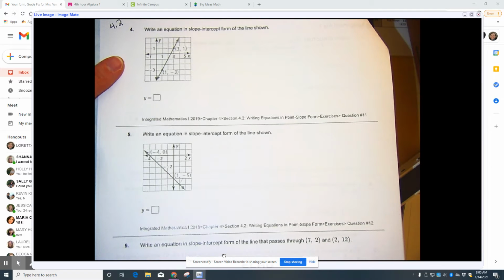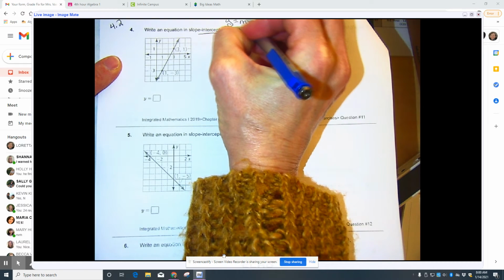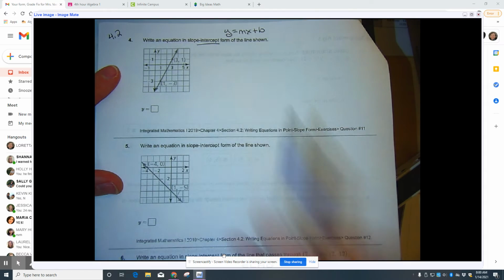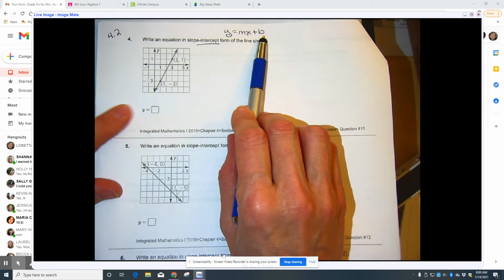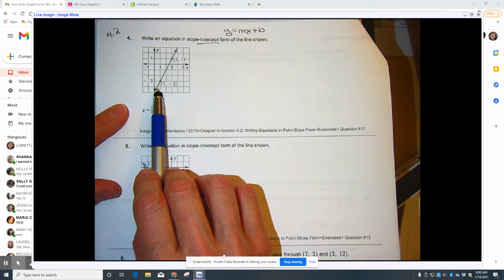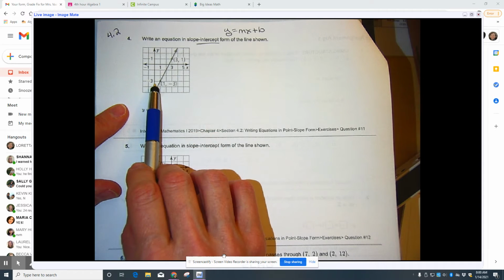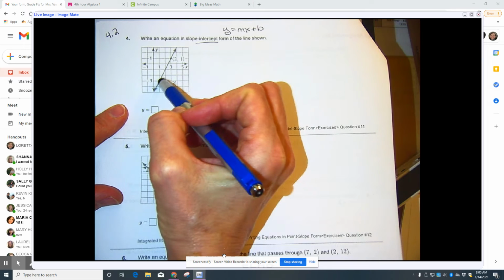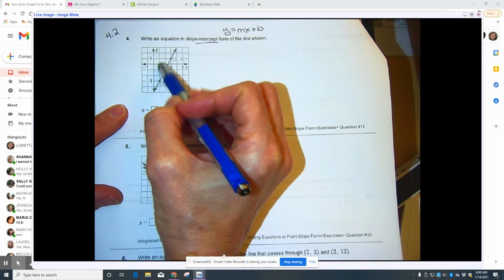So we're writing an equation of a line in slope-intercept form. Remind yourself, slope-intercept form is y equals mx plus b. M is the slope, b is the y-intercept. If I have a graph, I can always find the slope. I'm looking at this line and I'm noticing this is going to have a positive slope. And from this point to this point, I rise 1, 2, 3, 4.